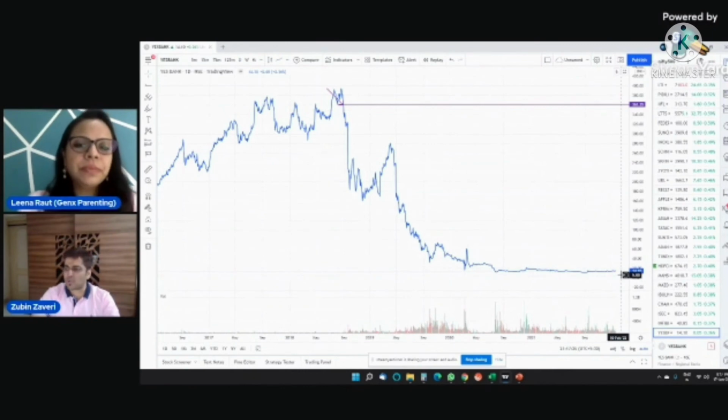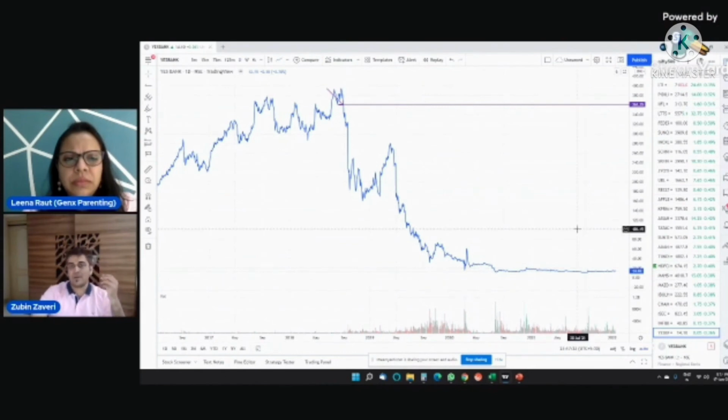There are so many investors who are trapped over here. But with a simple knowledge of how to read the charts, you could have avoided this, and you could have at least sold the stock, or at least not bought this stock over here when you saw this double top happening.